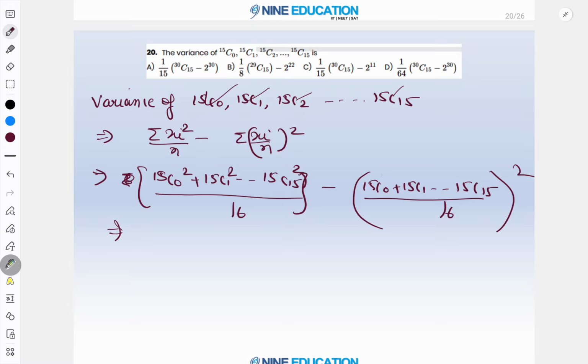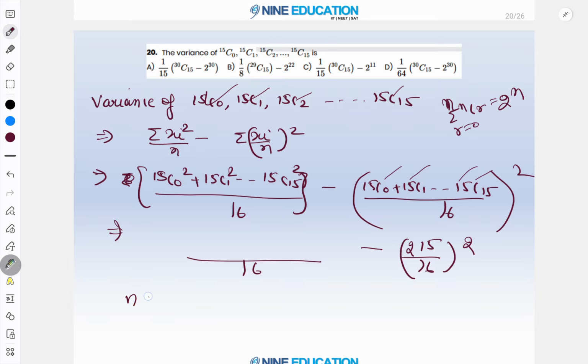Now the formula for summation of nCr, r from 0 to n, is 2 power n. So this is equal to (2 power 15 by 16) whole square, minus, and this 16 as it is. Now this is the sum of nCr squares, where r is from 0 to n, and that is nothing but 2nCn, so that is 30C15. Hence the correct option should be, let's see what it should be, right?